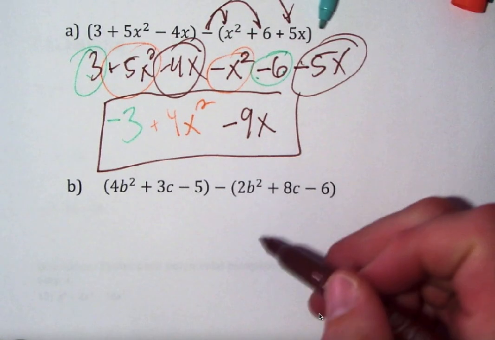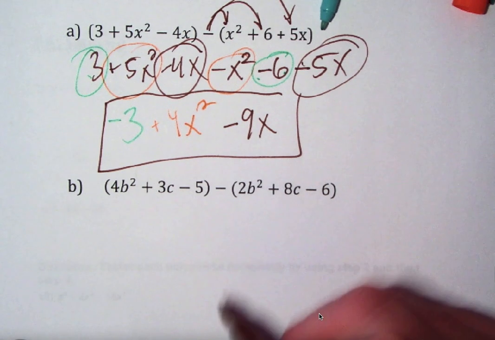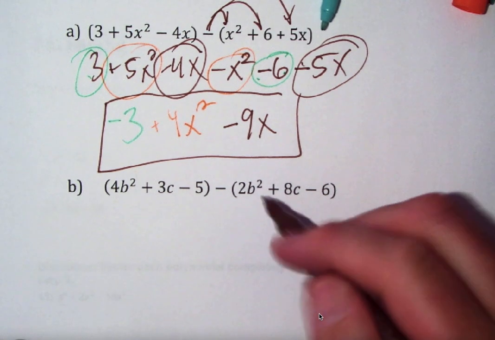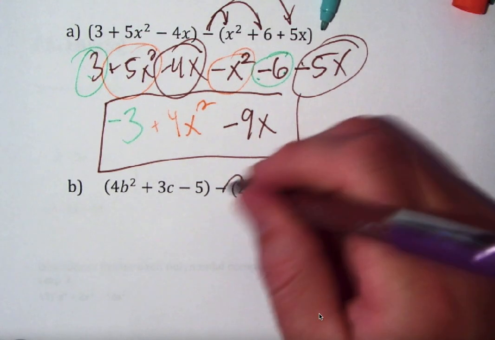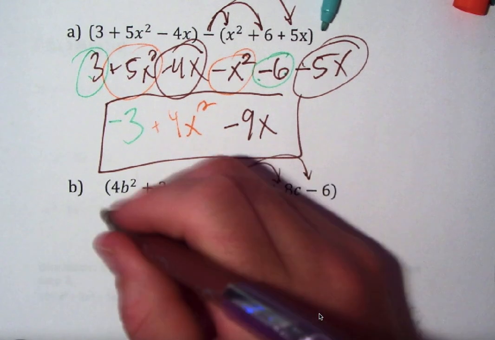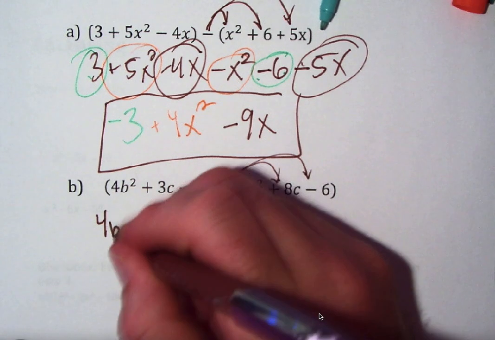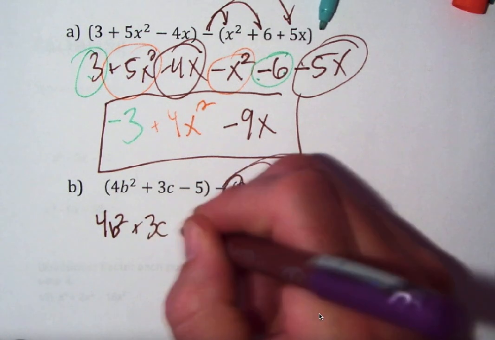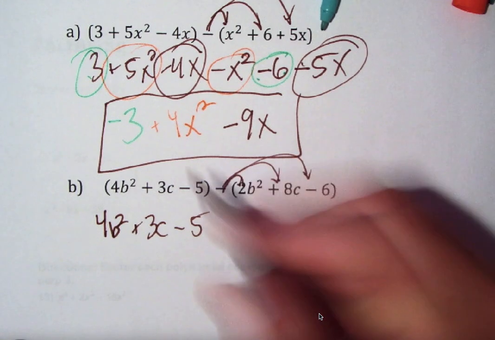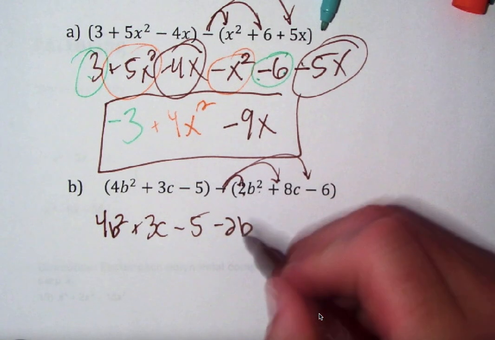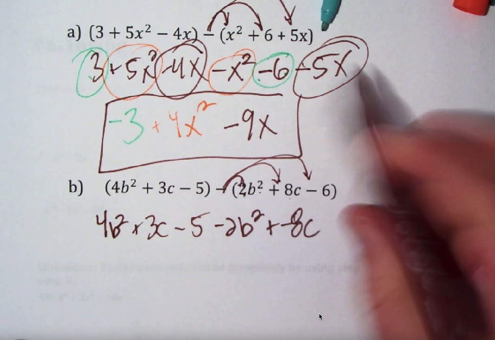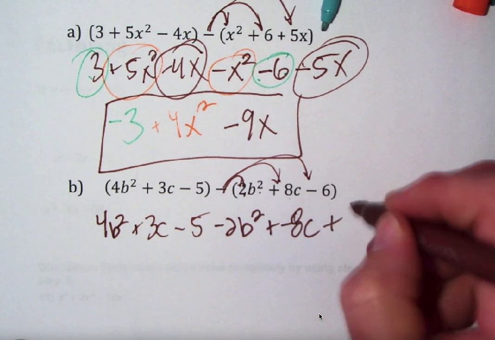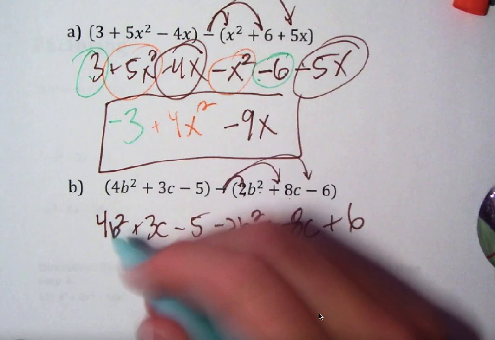All right, hey, pause me again. Give this one a try. Now that you saw me do this one, see if you can do it on your own. Spoiler in 3, 2, 1. Again, you're going to have to distribute the negative first. There's no negative up here, so I'm just going to write down what's already there. 2b squared becomes negative 2b squared. Positive 8c becomes negative 8c. Minus 6 becomes plus 6. Okay, then you look for like terms.